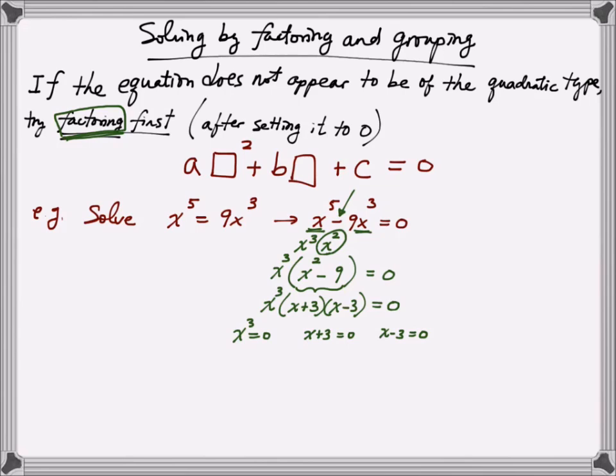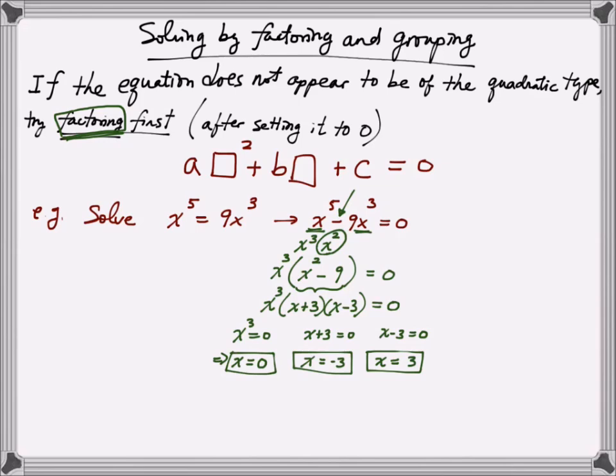X cubed is equal to 0, that means right away x has to be 0. There's no other number that, when you cube it, is equal to 0. X plus 3 equal to 0 tells me that x has to be negative 3, or x minus 3 equal to 0 tells me that x has to be positive 3. So you actually get three solutions out of this equation.